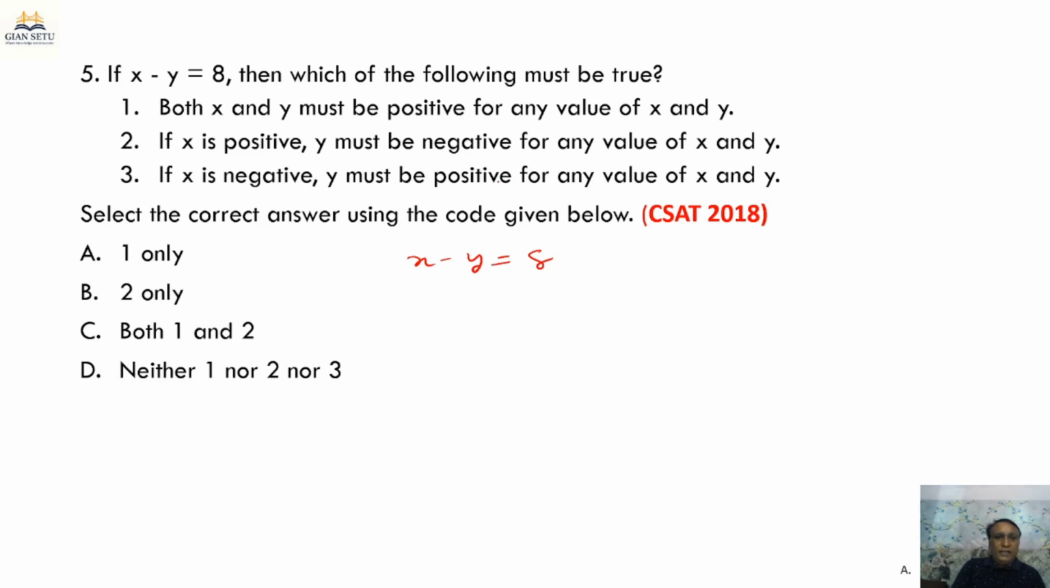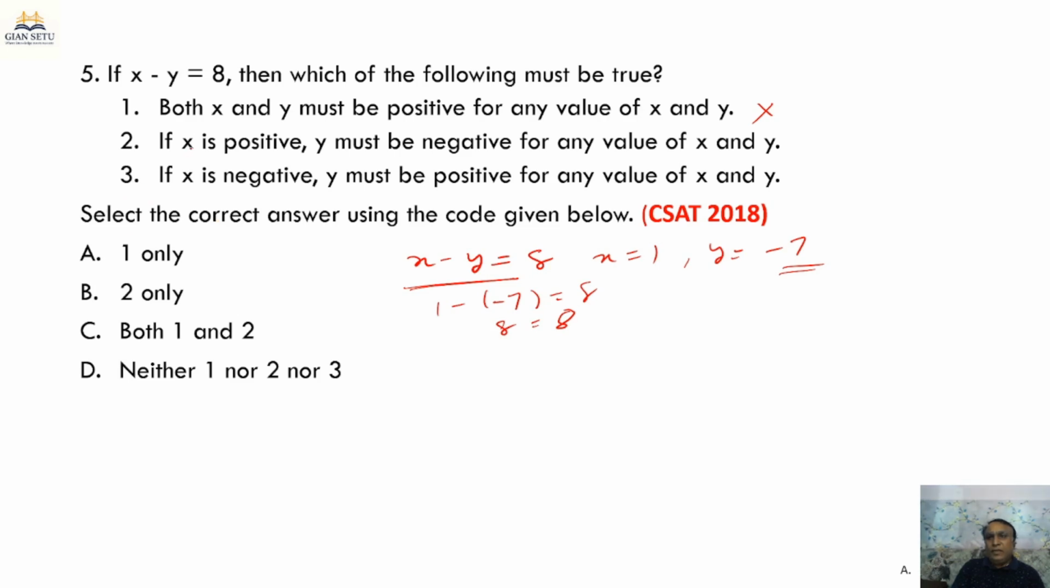Let's suppose x is equal to 1 and y is equal to minus 7. But in the statement we are given that both should be positive, while we are taking y as negative. Even then this equation is true, it gives us 8. So this statement is not necessarily true.